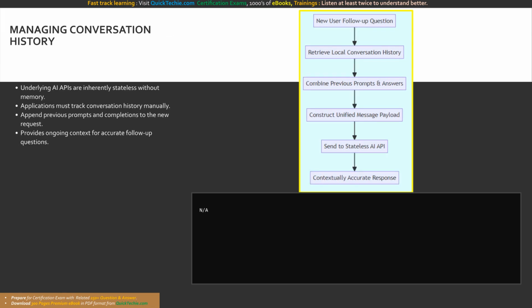Our fourth crucial concept involves the management of conversation history and contextual memory. When users interact with a generative AI application, they naturally expect the system to remember what was said earlier in the conversation, much like a human being would. However, the underlying application programming interfaces, or APIs, that power these language models are inherently stateless. This means that every single HTTP request sent to the model is treated as a completely isolated, independent event. The model natively retains absolutely zero memory of your previous prompts.